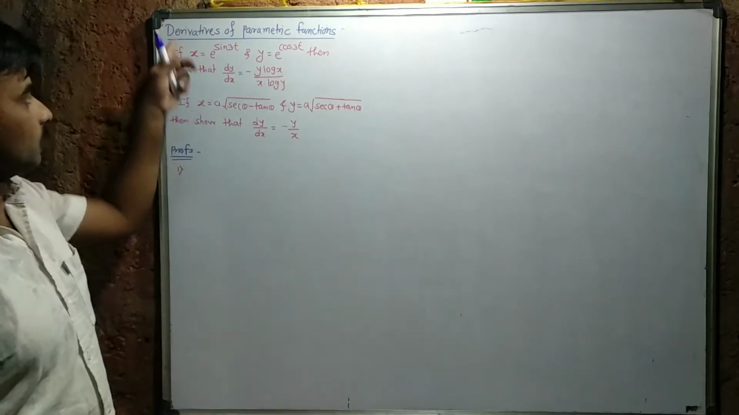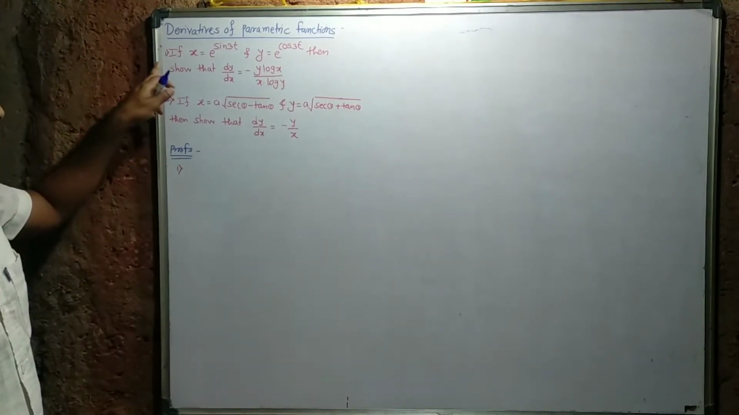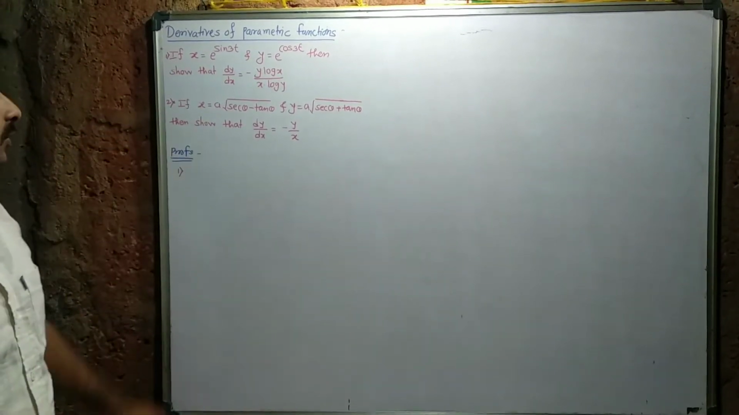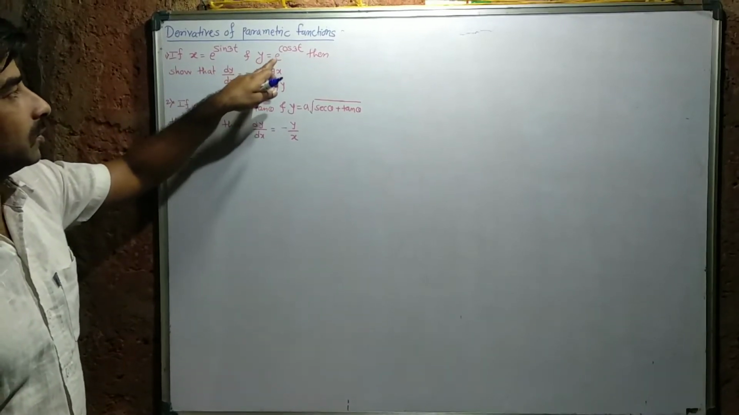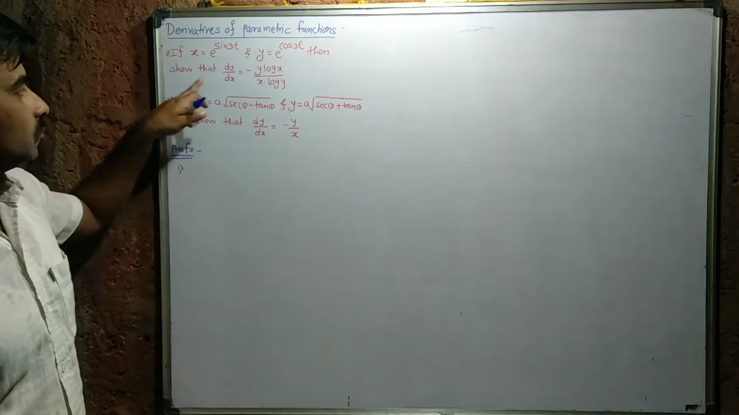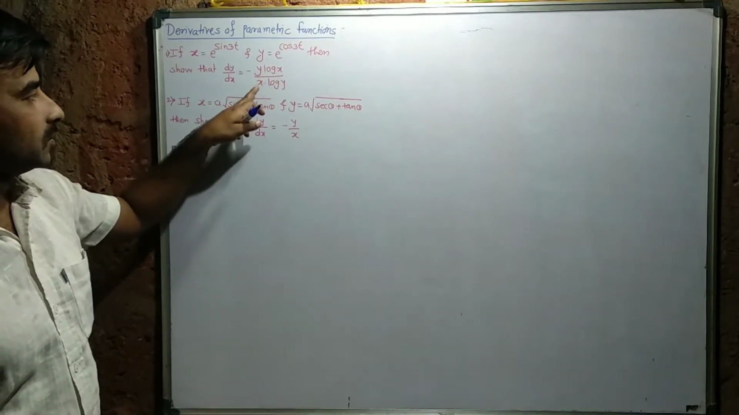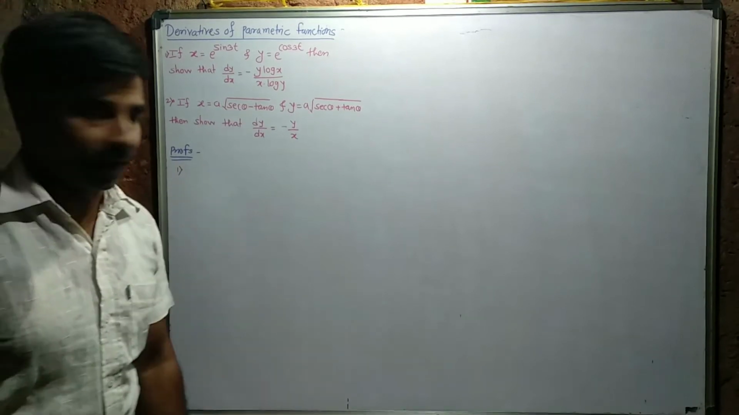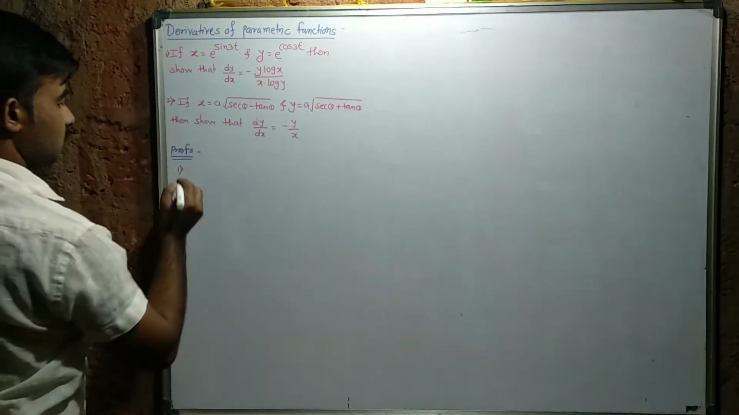Right now we are going with the derivatives of parametric functions. So now we have to go with the proof related to that. If x is equal to e raised to sine 3t and y is equal to e raised to cos 3t, then we have to show dy by dx is equal to minus y log x divided by x into log y. First of all, we have to think about the functions given here.